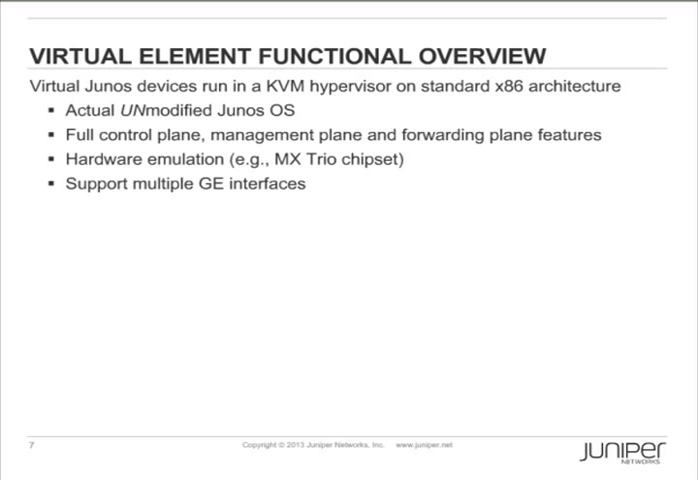We support multiple gig interfaces. All our devices today support gig interfaces, and depending on which device it is, it's anywhere from 15, I think, or 16 to 64. It depends on which device. But all of them have gig interfaces. And the software forwarding performance here is tens of Mbps, megabits per second. So it's not very high.